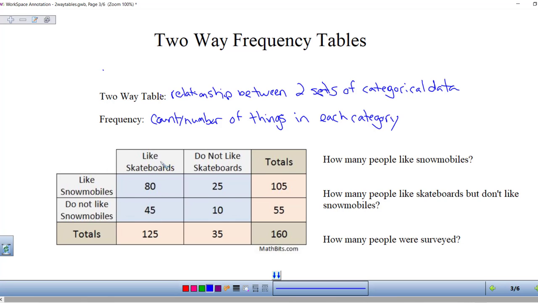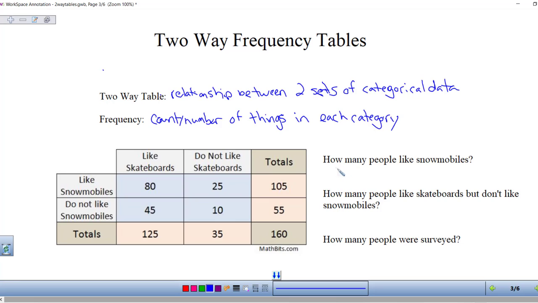We have like skateboards and do not like skateboards, like snowmobiles, do not like snowmobiles. So our categories are about skateboards and snowmobiles, and these numbers in between show us how many people are in each category. And then we have the totals on the right and on the bottom.